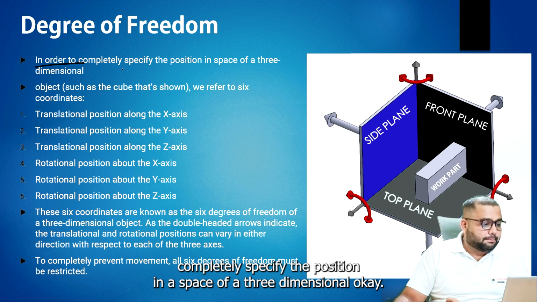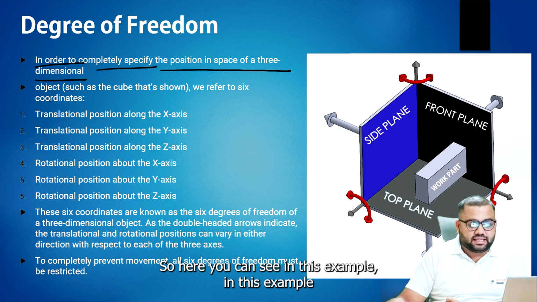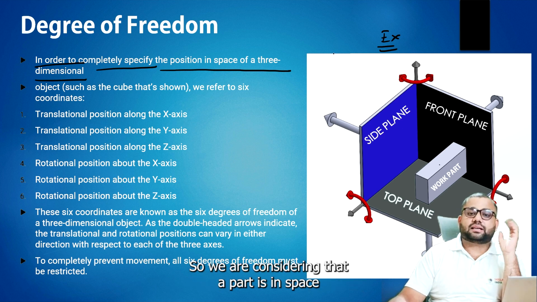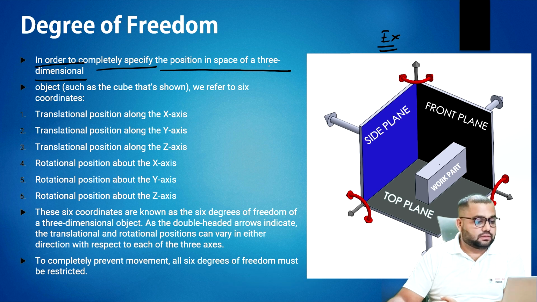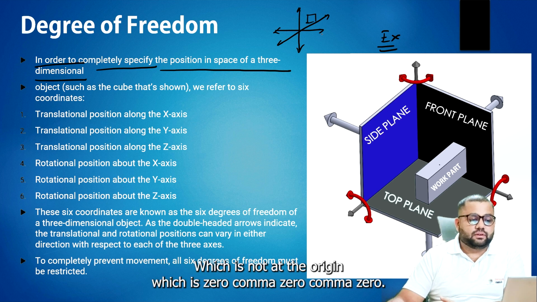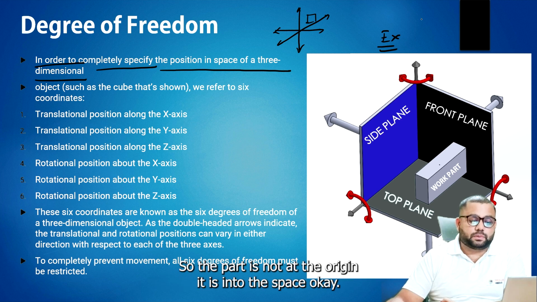So, in order to completely specify the position in a three-dimensional space, here you can see in this example that the part is in a space. We are considering that the part is in a three-dimensional space, with x, y, and z axes. We are considering the coordinates, and the part is somewhere here, not at the origin, which is 0, 0, 0. The part is not at the origin, it is somewhere in the space.